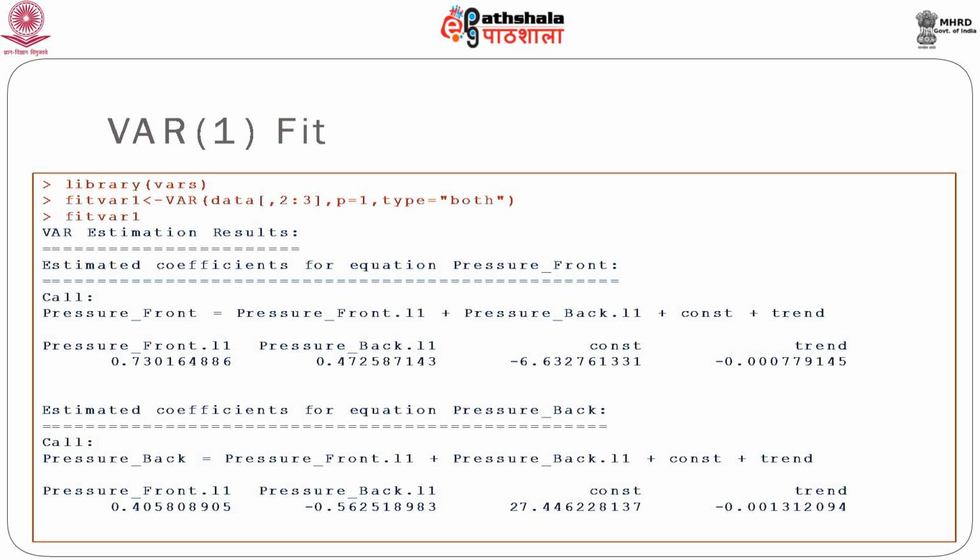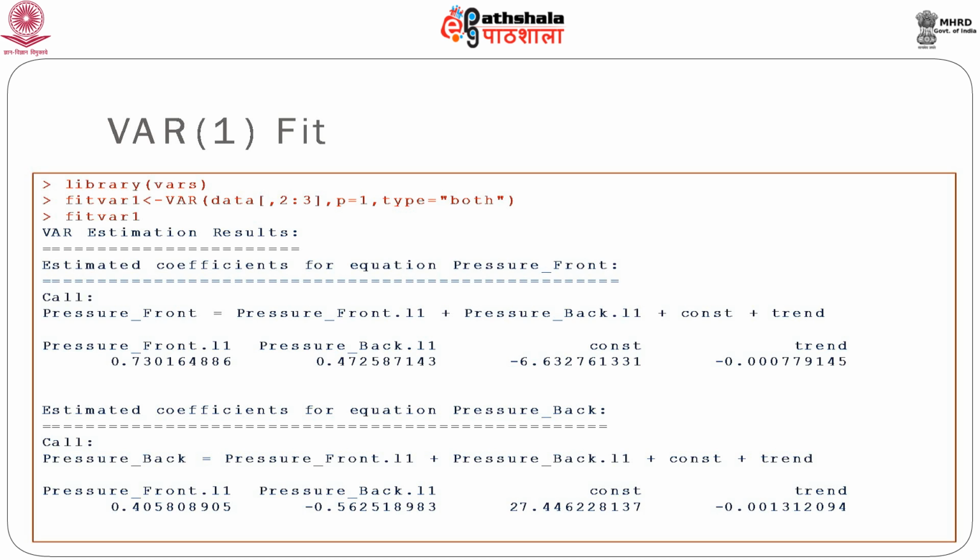For the data, you just have to provide a data frame or a matrix of all the endogenous variables. Here there are 2 variables stored in the second and third columns of the data. That's why I use 2, 3, that is the second and third columns. Either it has to be a data frame or a matrix. So I fitted for 2 columns, but you can use more than 2 columns.